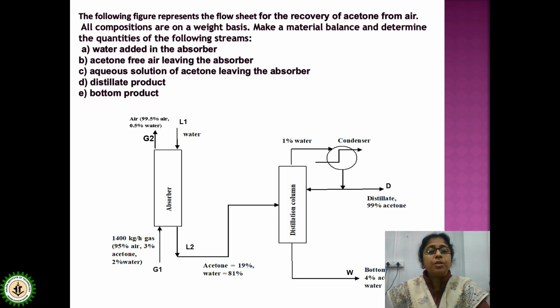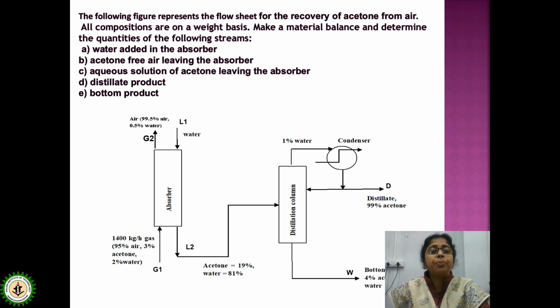Here what is observed, the first is the absorber, which is the absorption unit, and the second one connected with this absorber is the distillation column. In the absorber there are two inlet streams. One is the air gas mixture which enters here with flow rate 1400 kg per hour, composition of which is 95% air, 3% acetone, 2% water. The notation for the inlet gas stream is G1.